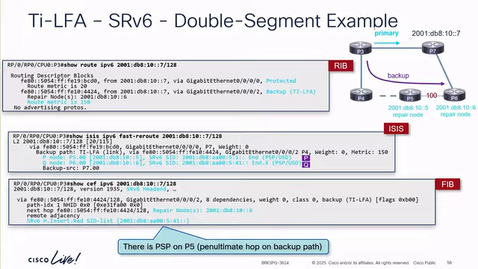The first segment is just to get the packet to P5, prefix SID, just get it to that node. Then we need something special. We really need to make sure we cross this link. We cannot say just go to P6. No, you need to cross this link over this adjacency.